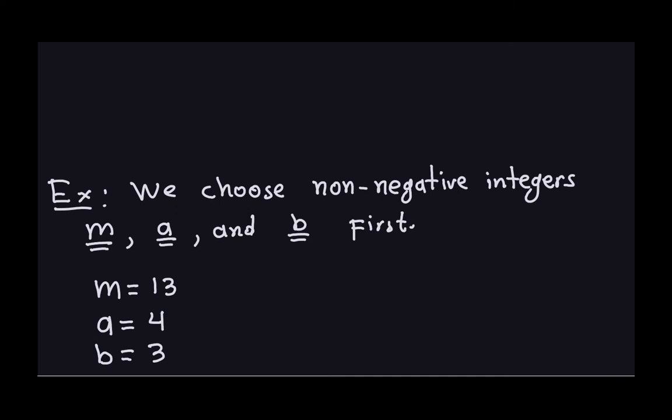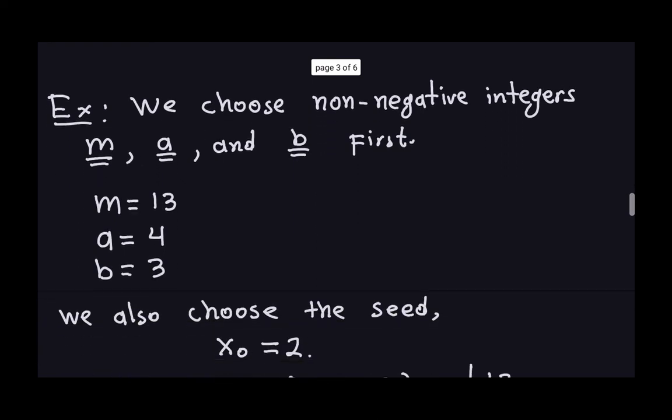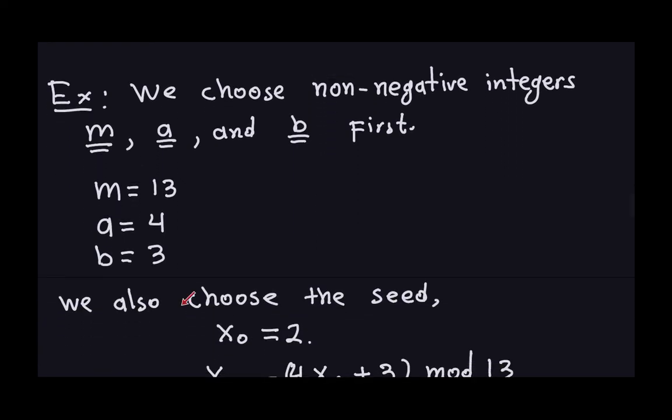The next thing you have to do is choose a seed for that random number generator. You can choose whatever you want as long as that number is less than the modulus, less than 13 in this case. So I can choose 2.